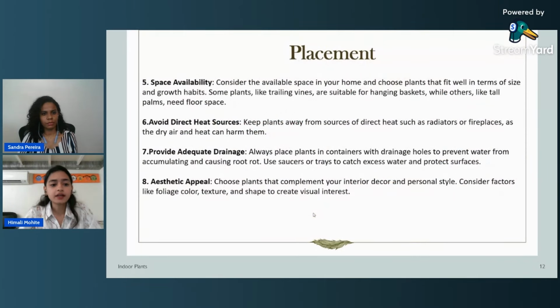Then is aesthetic appeal. So choose plants that complement your interior decor and personal style, and consider factors like foliage, color, texture, and shape to create visual interest.